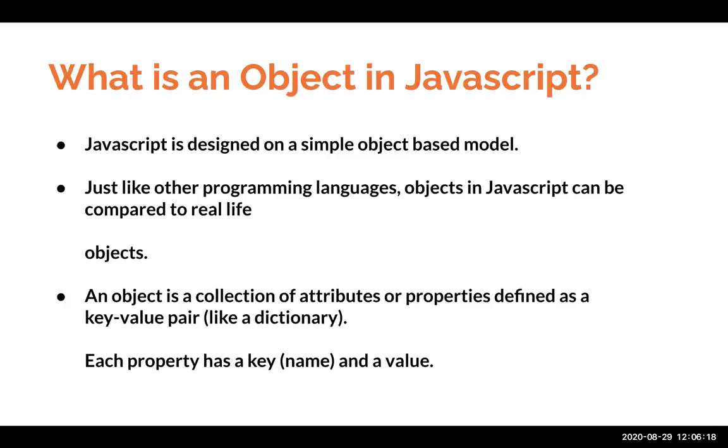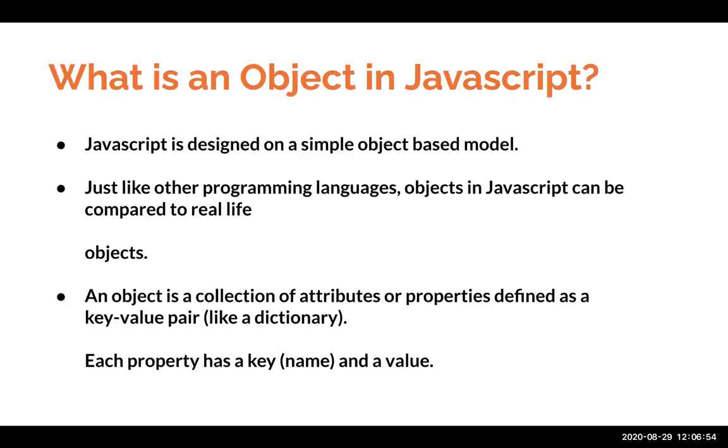So basically in JavaScript, an object is a collection of attributes or properties defined as key-value pairs, like a dictionary. Let me explain. We all know what a dictionary is. You have a word, then you search your dictionary, and you get the meaning of that word. So what you are looking for is the key, because that's what you use to search for the meaning in your dictionary. The meaning is the value in this case. The same thing applies to an object.